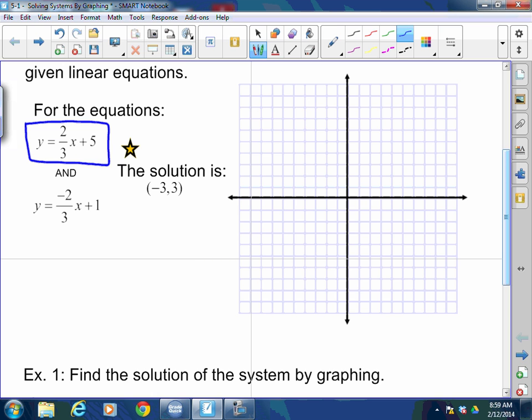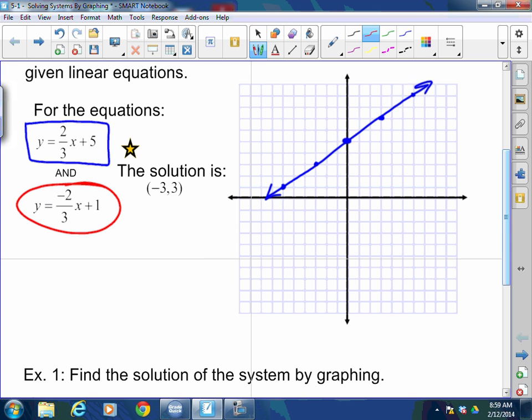So, okay, let's graph this. My y-intercept is 5, 1, 2, 3, 4, 5. My slope is 2 over 3, so up 2, over 3. Up 2, over 3. Down 2, over 3. Down 2, over 3. Does everyone understand how and why I graphed that? Is that a yes, no, maybe, kind of, sort of? Yes, okay, great, thank you.